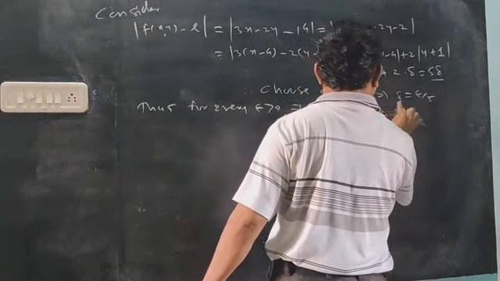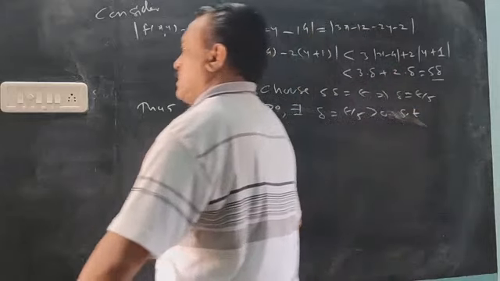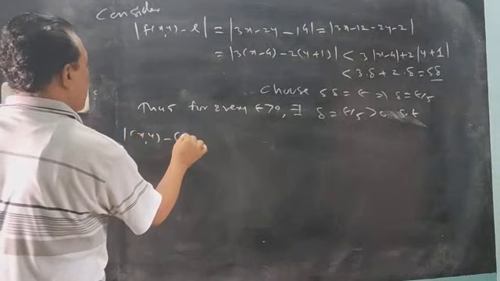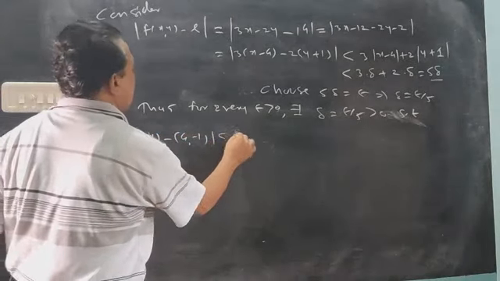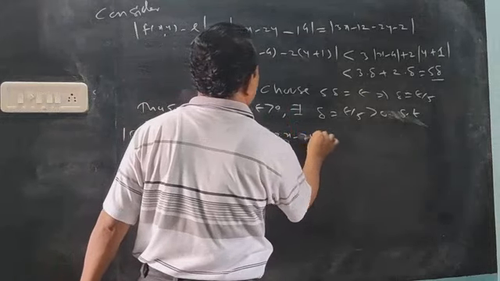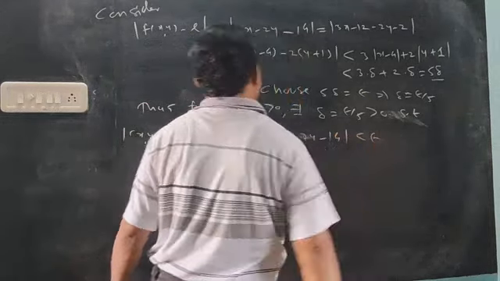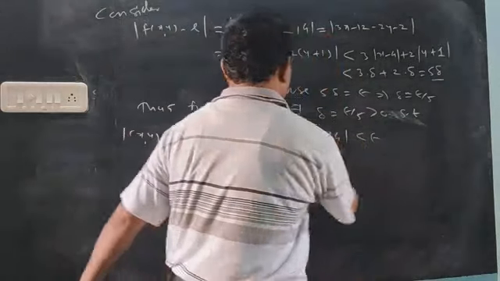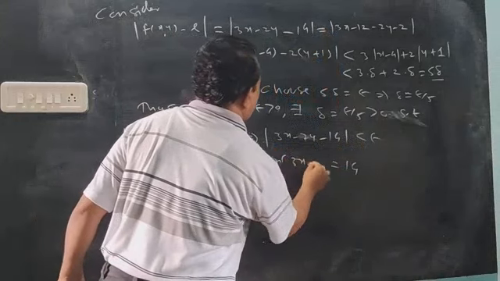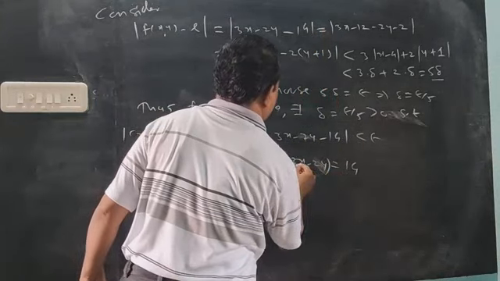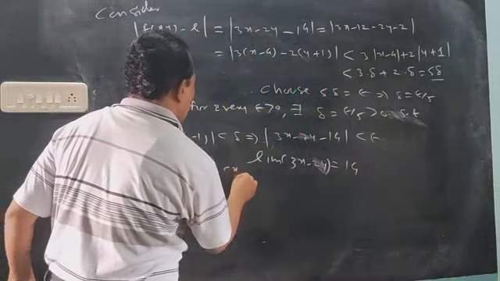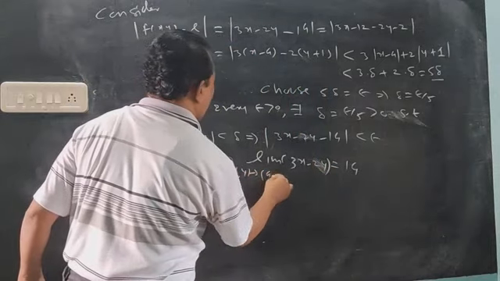Such that, if the mod of the distance between the point (x, y) and the point (4, -1) is less than delta, then we show that |3x - 2y - 14| is less than epsilon, that is, function minus limit. Therefore, this 14 is called the limit of the function at the point (x, y) tends to (4, -1).